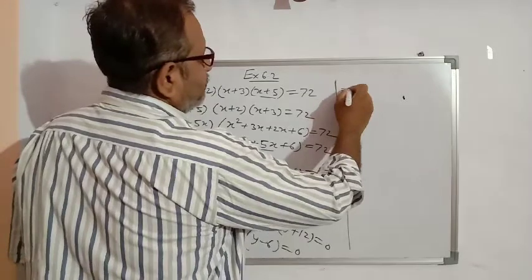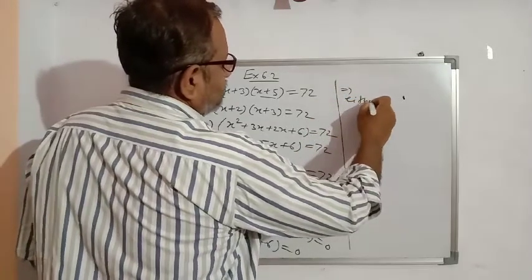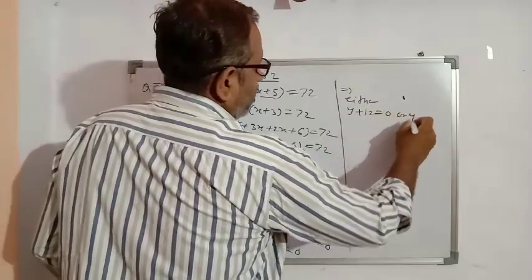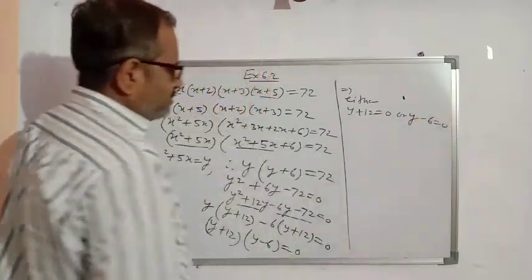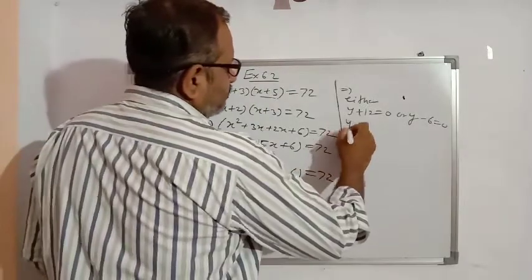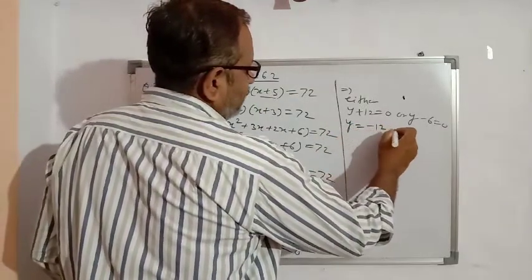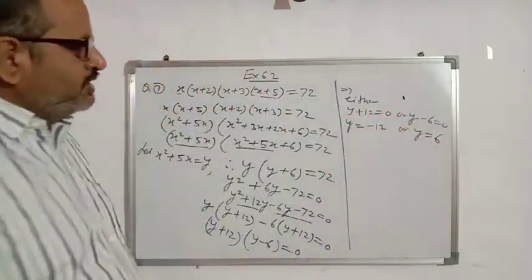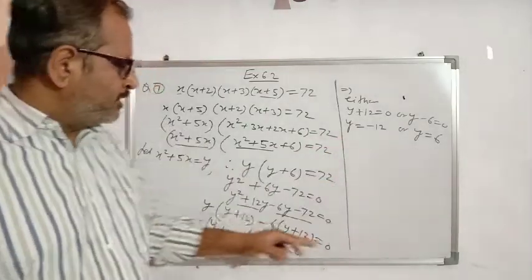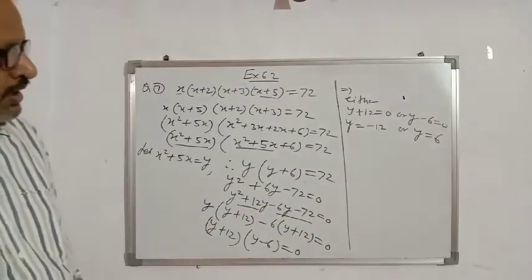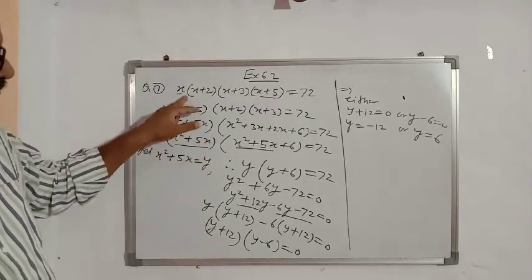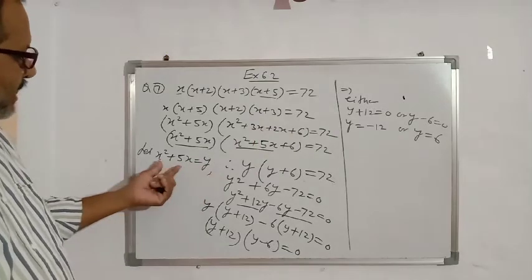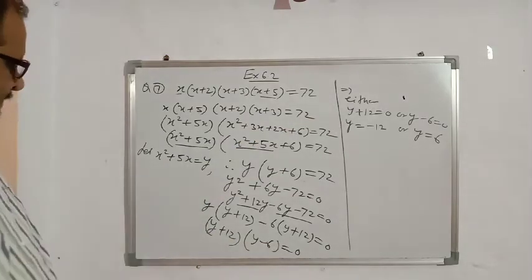So this implies either y plus 12 is equal to 0 or y minus 6 is equal to 0. So it will give y is equal to minus 12, and from here we will get y is equal to 6. So we are getting two values of y because it is a quadratic equation in y. Now we have to solve for x, not for y. Now we will put the value of y, x square plus 5x, here.